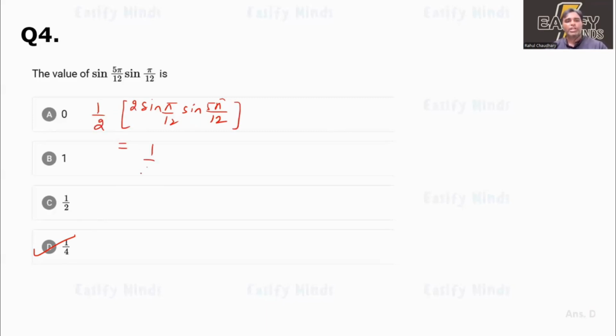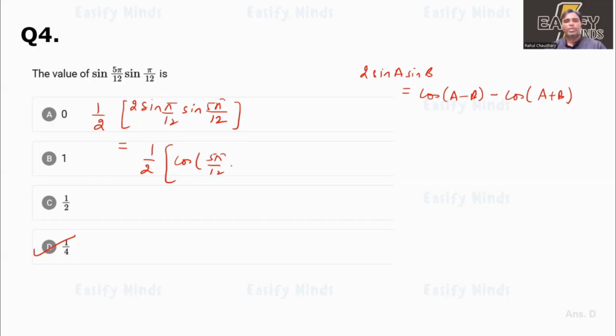Now I have to use the identity here: 2 sin A sin B. And what is the identity for 2 sin A sin B? Cos A minus B minus cos A plus B. So cos A minus B: 5 pi by 12 minus pi by 12, minus cos A plus B: 5 pi by 12 plus pi by 12.